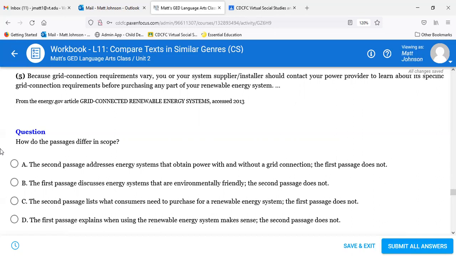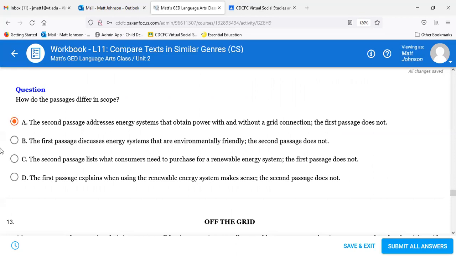Is it A? Yeah, right. That really goes to the second passage there, right? It's talking about connecting a system and it's talking about an independent system there. The first passage is only talking about an independent, off-the-grid system. 12 is A.